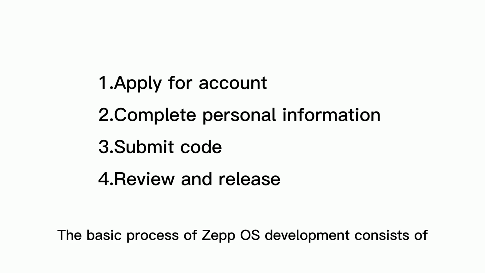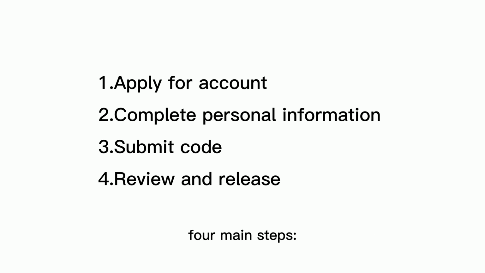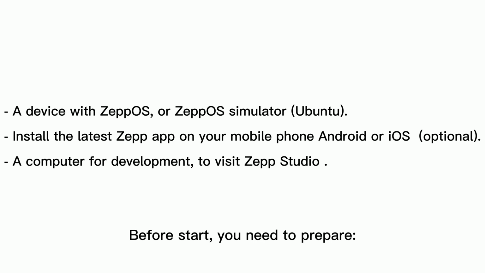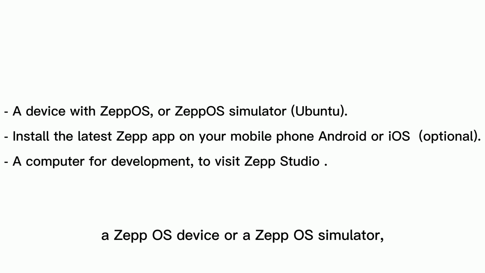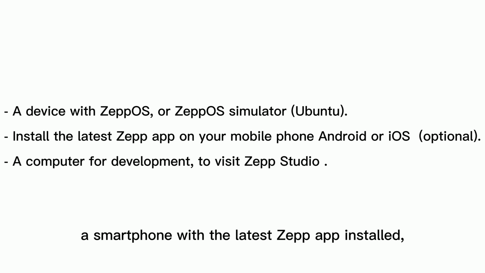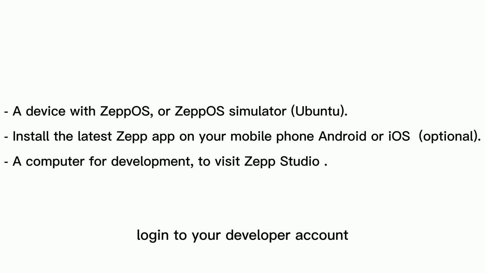The basic process of Zepp OS development consists of four main steps. 1. Apply for an account. 2. Complete personal information. 3. Submit code. 4. Review and release. Before starting, you need to prepare a Zepp OS device or a Zepp OS simulator, a smartphone with the latest Zepp app installed, log into your developer account and bundle the device with Zepp OS, and a computer for development.